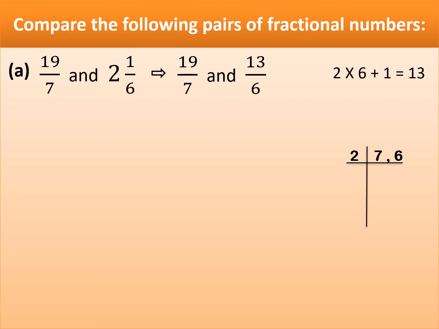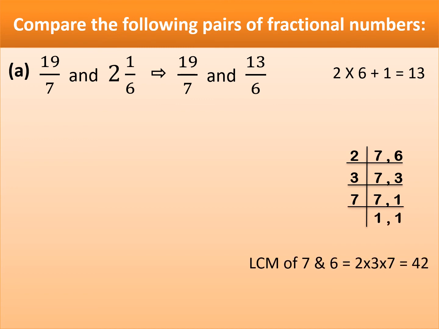For this, we need to find the LCM of 7 and 6. As you see, the LCM of 7 and 6 is 42. We have to bring 42 at the place of denominators because our LCM is 42. Our first fraction is 19 upon 7, and we want 42 at the place of denominator. So if we multiply 7, by which digit we get 42? Yes, the answer is 6, because 7 sixes are 42. So we multiply numerator and denominator by the same number 6.